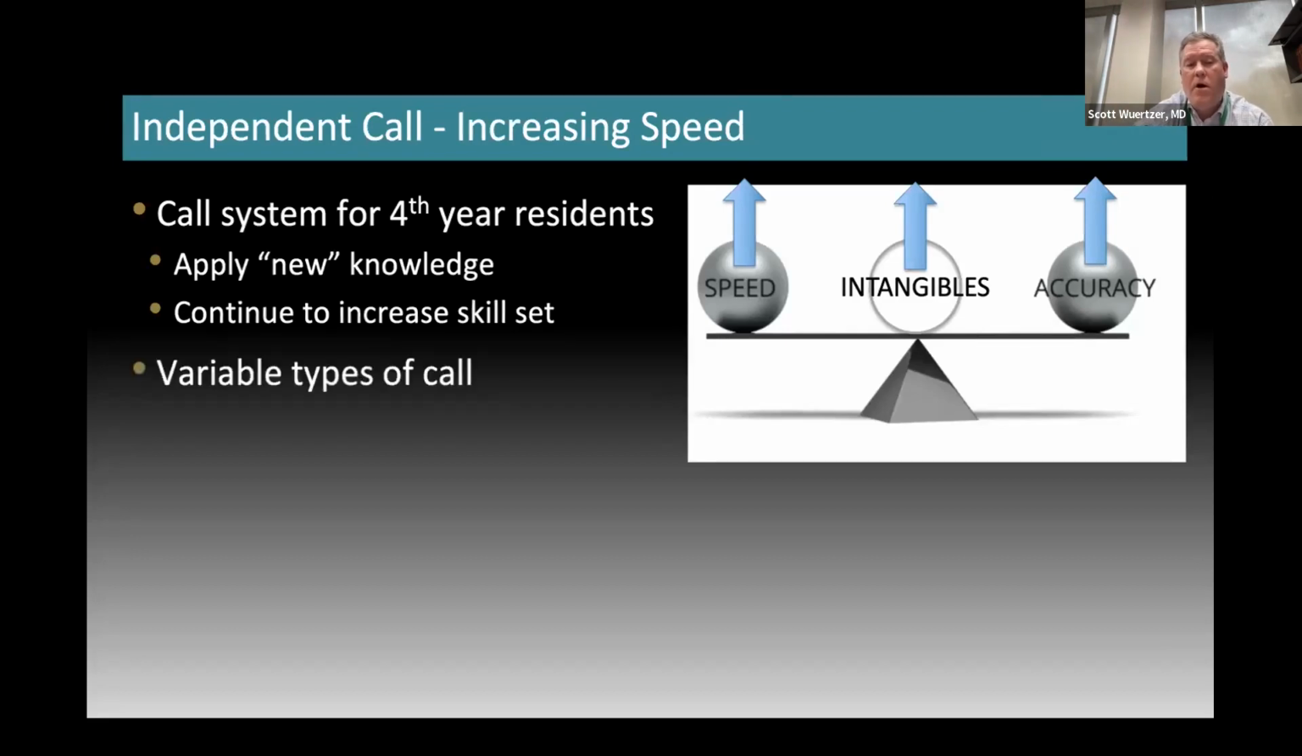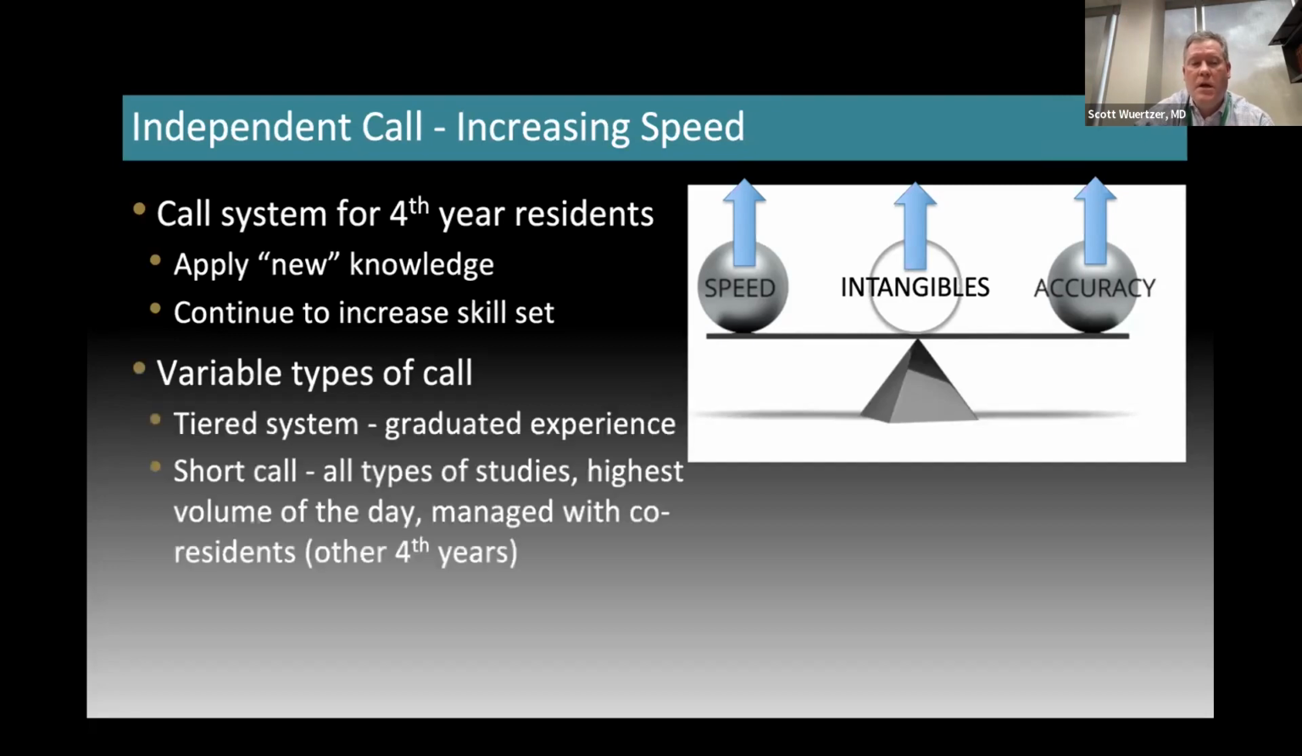You can vary your call to get to this point, as I mentioned. We have a tiered system that starts early on, tier 1, tier 2, tier 3. And then our final call is a short call, which the residents love. It involves all types of studies. It goes from 5 p.m. to 11 p.m. The residents, the fourth years, manage this together, and it gives them the chance to work together.